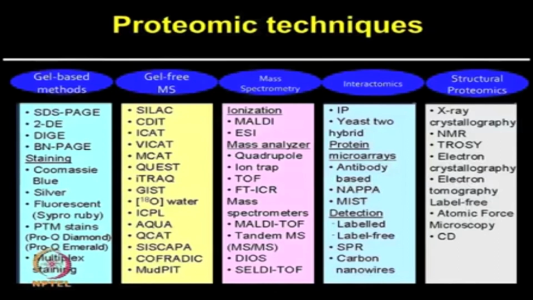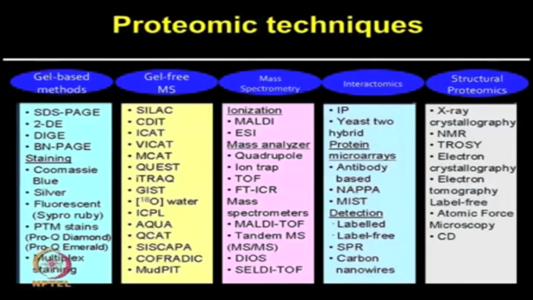standards and capture by antipeptide antibodies, COFRADIC, combined fractional diagonal chromatography, and MudPIT, which is multi-dimensional protein identification technology. All of these are various new advancements in the gel free methodologies.